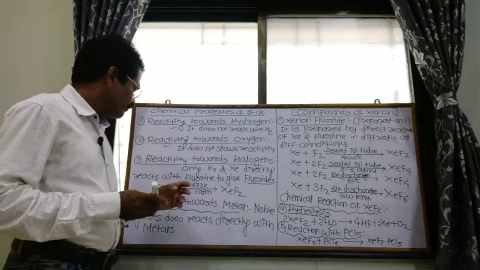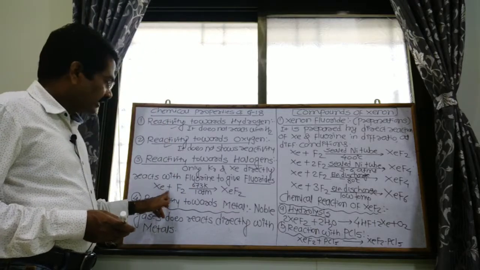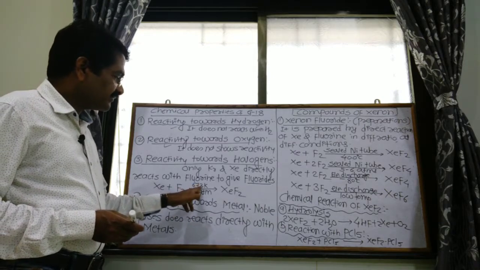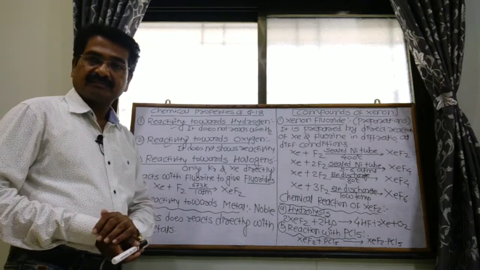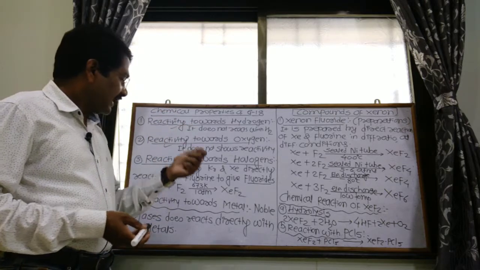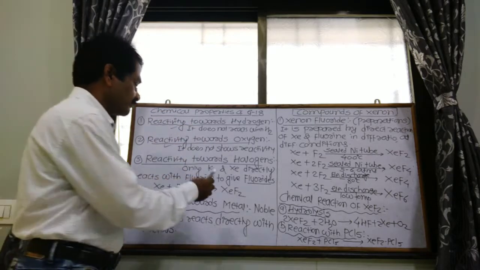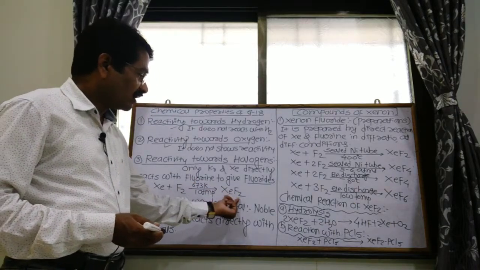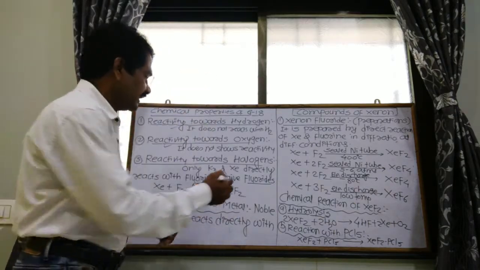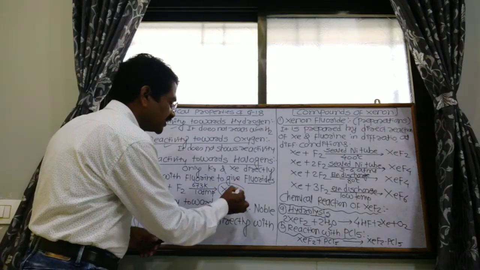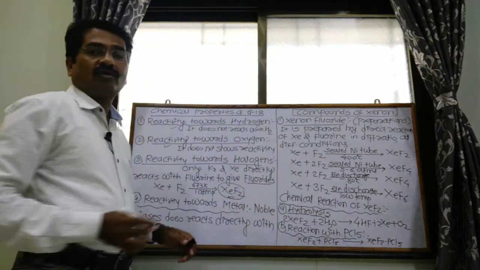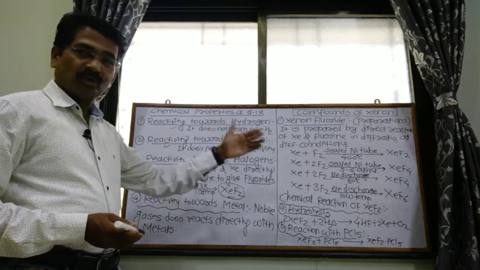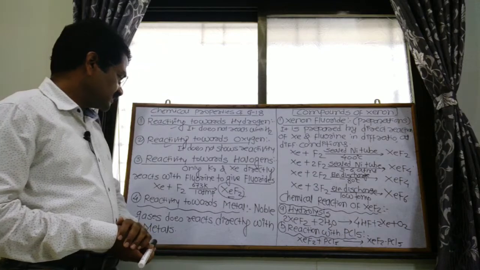For example, xenon reacts with fluorine at 673 Kelvin temperature, that temperature is a must, and 1 atm pressure to form xenon fluoride. It is xenon difluoride that is formed. So this is the reactivity of halogens with noble gases.